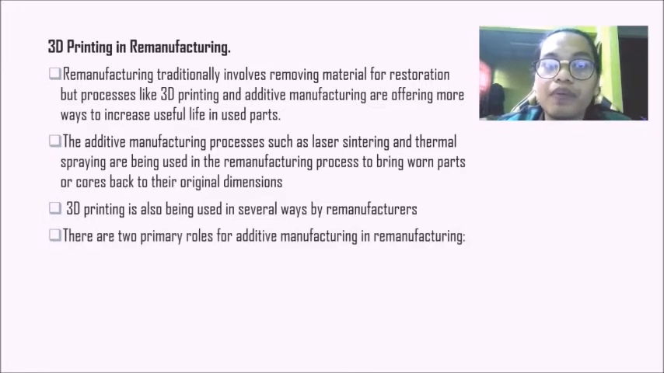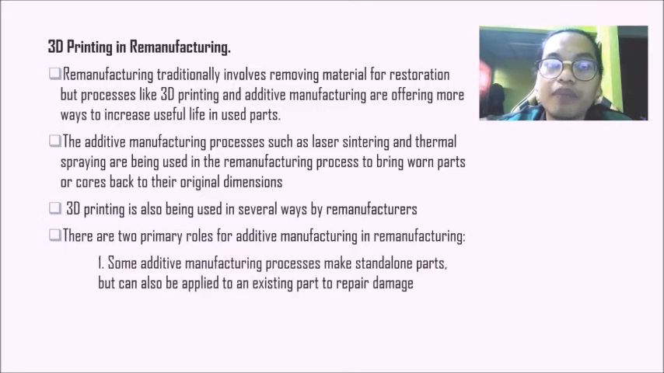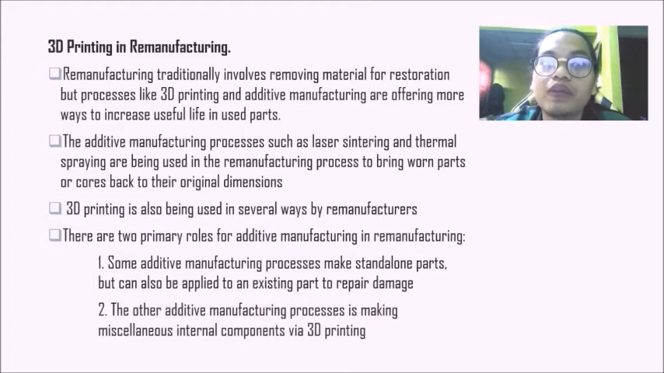There are two primary roles for additive manufacturing in remanufacturing. First, some additive manufacturing processes make a standalone part but can also be applied to an existing part to repair damage. The other additive manufacturing process is making miscellaneous internal components via 3D printing.